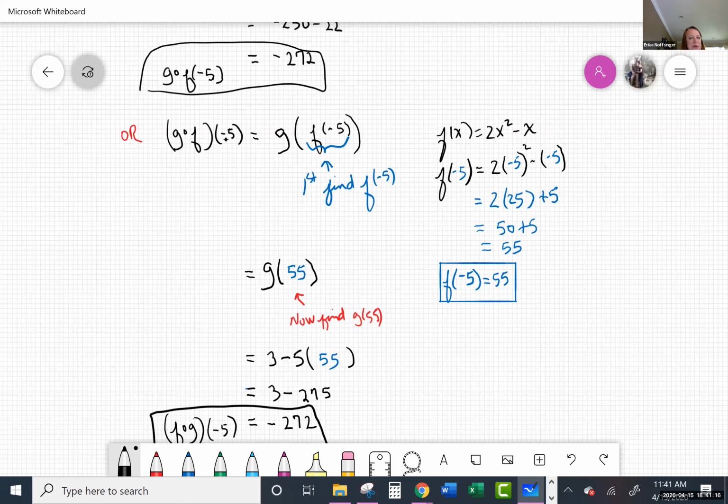So there's 2 ways we could do it. If we had already done the work and found the composition of the function, then we could just go back in and plug that number in wherever we saw an x. Or if we hadn't gone through all that work of finding the composition of the 2 functions, we could just go in and plug the number into our functions and do it that way.